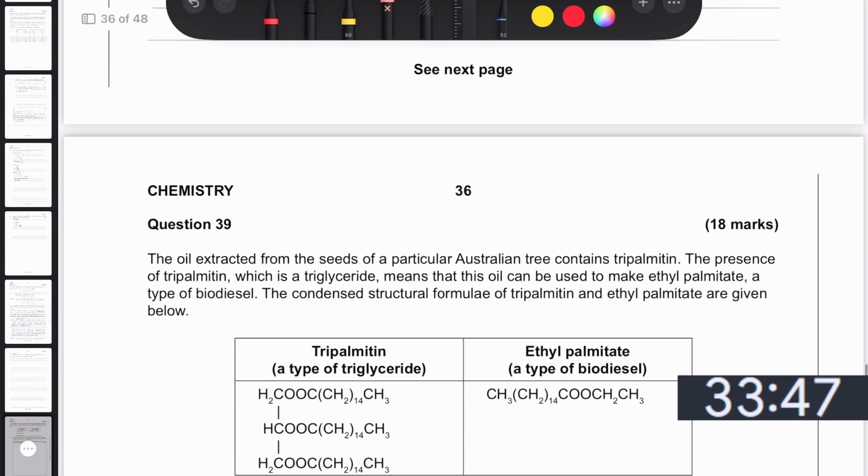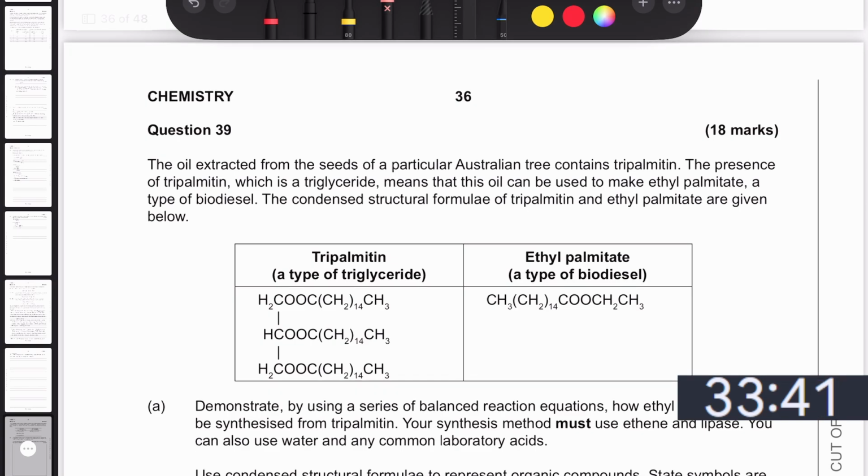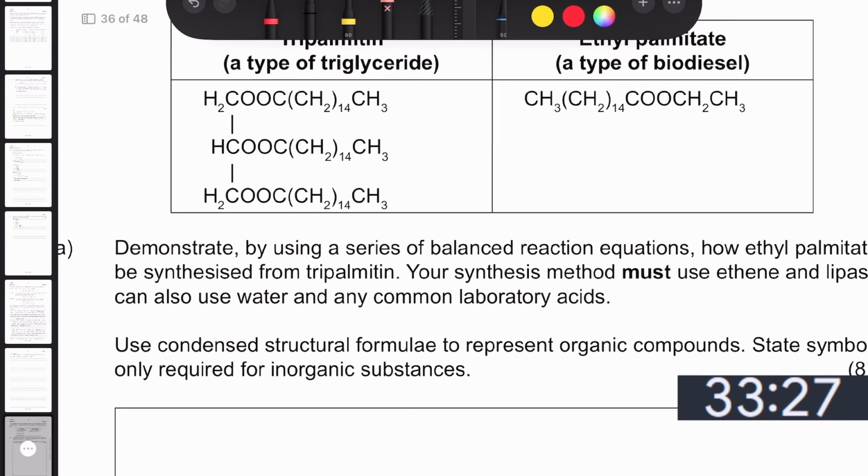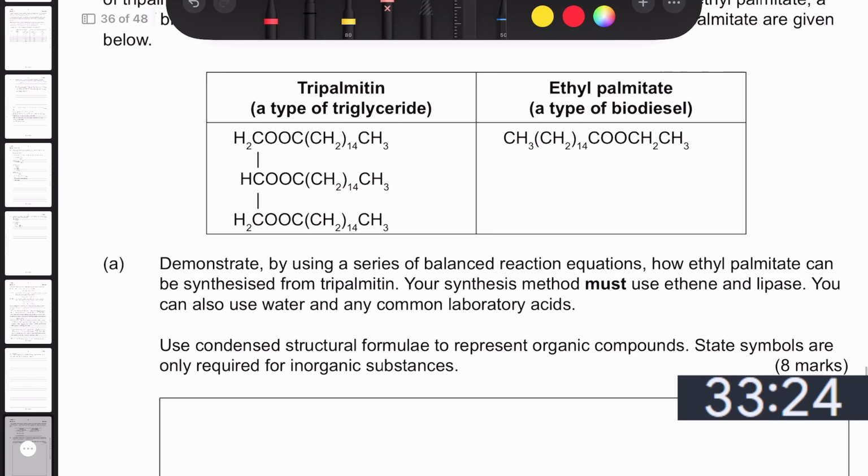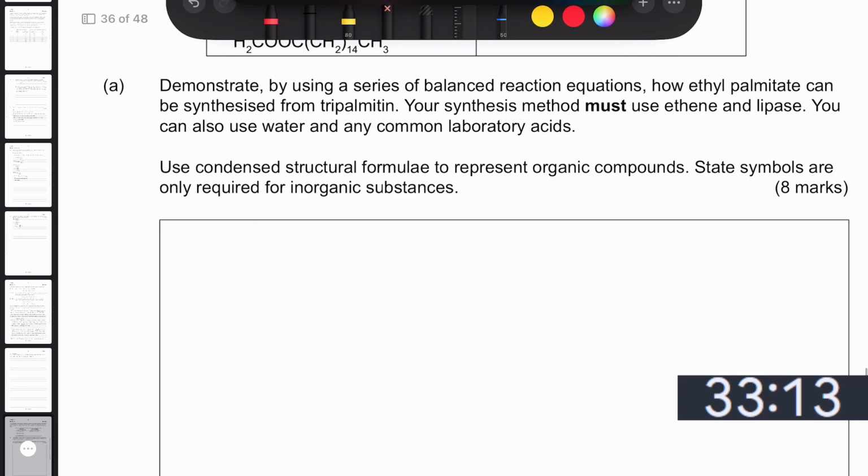Okay, page 36. The oil extracted from the seed of a particular tree containing triglycerides means that this oil can be used to make ethyl palmitate, a type of biodiesel. The condensed structural formula of ethyl palmitate is shown below. Show how ethyl palmitate can be synthesized from it. The synthesis method must use ethene and lipase. You can also use water and any other laboratory acids. Use condensed structural formulas to represent organic compounds. State symbols are only required for inorganic substances.